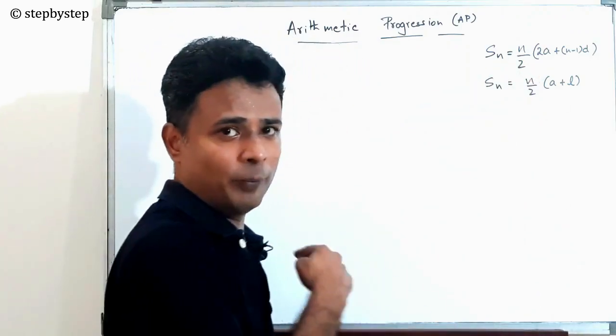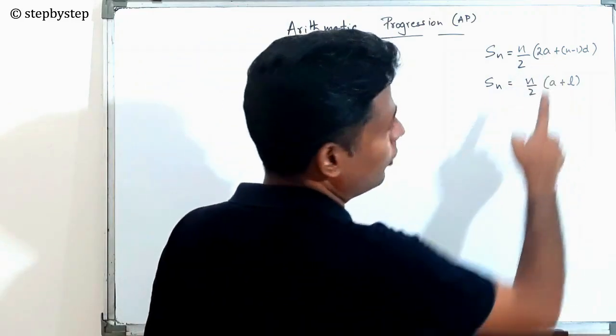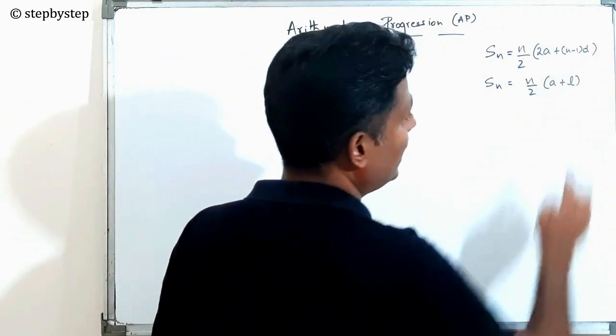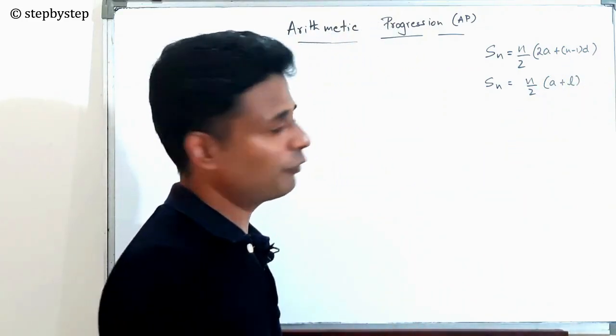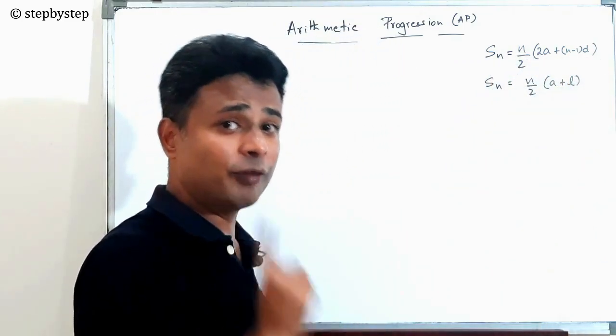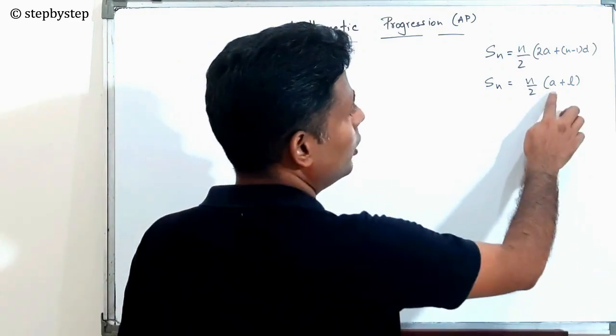n, you know, is how many terms there are. a is the first term. n again stands for how many terms you are adding, and d is the common difference. Generally you will use this formula. In case you know the first and last term of an AP, you will use this other formula.